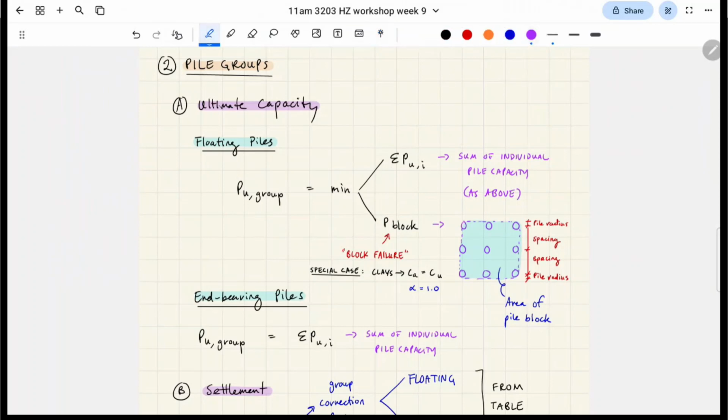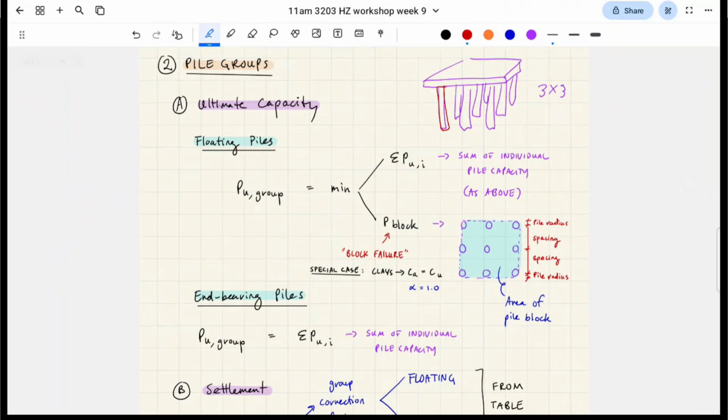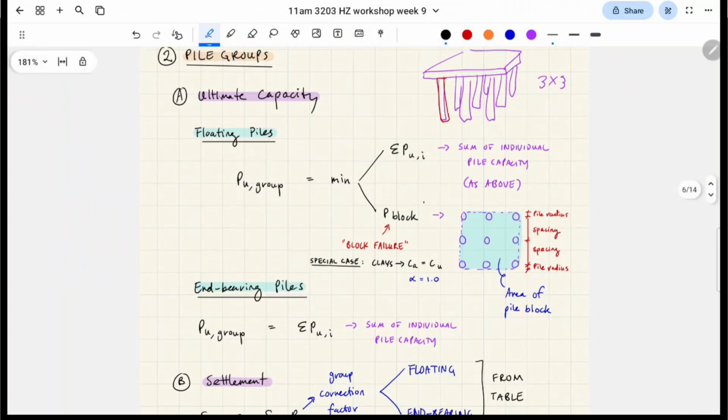So say, for example, I'll just draw out an example, it'll be easier. Say you have a 3 by 3 grid of piles, right? What you're going to do is calculate the pile capacity for a single one of these piles, assuming they're all the same dimensions. And then you're going to multiply it by 9, if you have 9 piles. Right? The other thing you have to do is check for block failure.